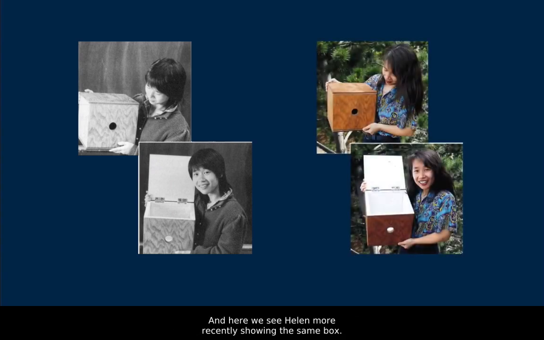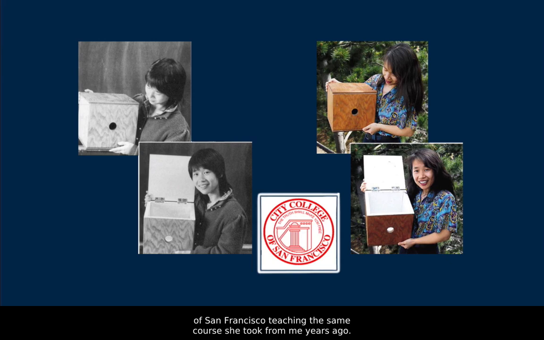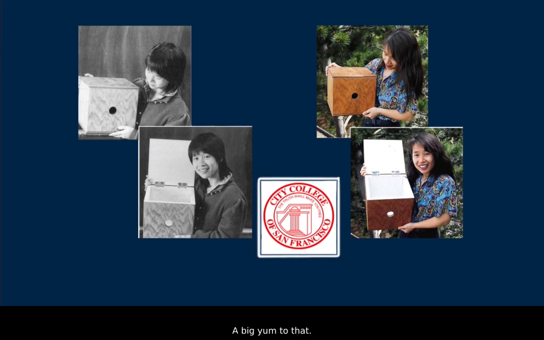And here we see Helen more recently showing the same box. Helen is one of my merit badges in teaching. She has since become a rocket scientist and monitors hotspots on Earth's surface via infrared photography from satellites in space. She is also a part-time physics instructor at City College of San Francisco, teaching the same course she took for me years ago. A big yum to that.